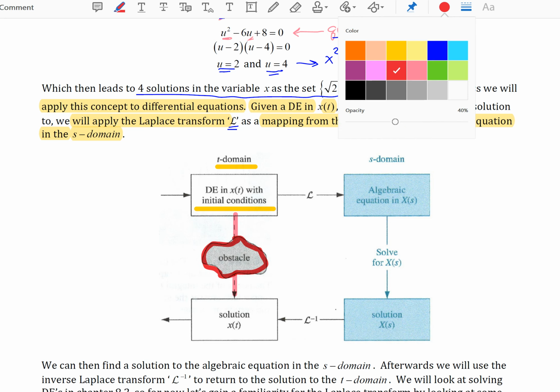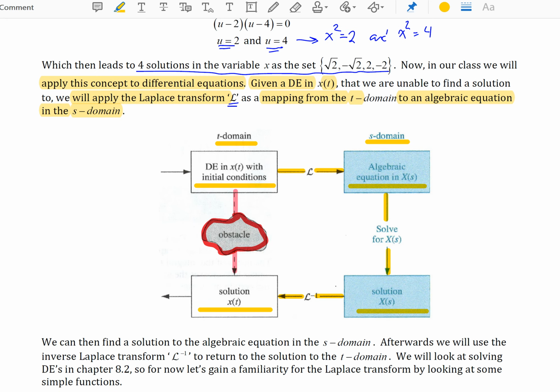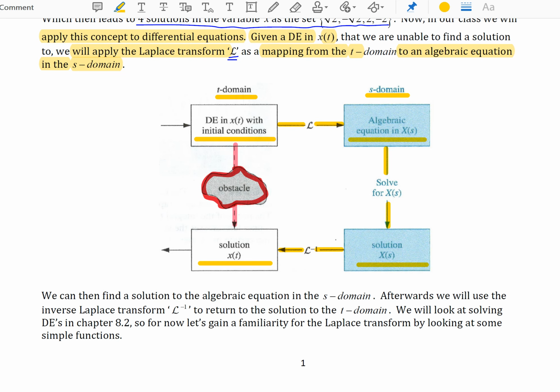So what we'll do then is apply the bypass strategy. We'll apply the Laplace transform to our differential equation to rewrite it as an algebraic equation in your S domain. In your S domain, we'll be able to solve this algebraic equation to find our solution. We will then use the inverse Laplace transform to bring our solution back into the T domain that we're looking for. Now, we will look at actually solving some of these DEs in chapter 8.2. But for now, let's gain a familiarity for the Laplace transform by looking at some simple functions.